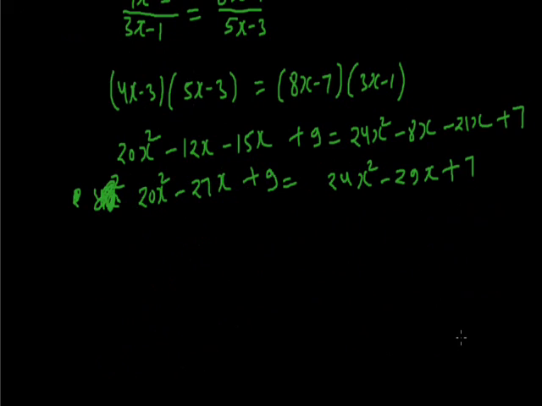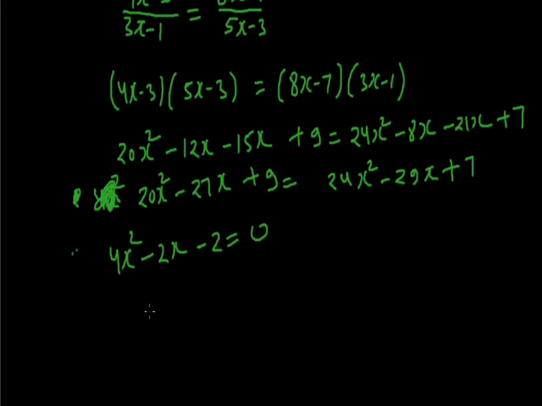Now we are shifting all the terms to the right hand side. So 24x square minus 20x square we get 4x square. Minus 29x, when minus 27x is shifted to the right hand side it becomes plus 27x. So minus 29 plus 27 we get minus 2x. Now when plus 9 is shifted to the right hand side it becomes minus 9. So 7 minus 9 we get minus 2 equals to 0.